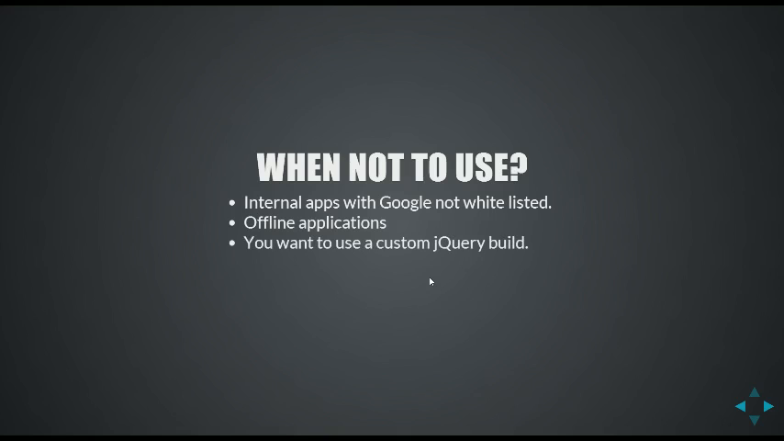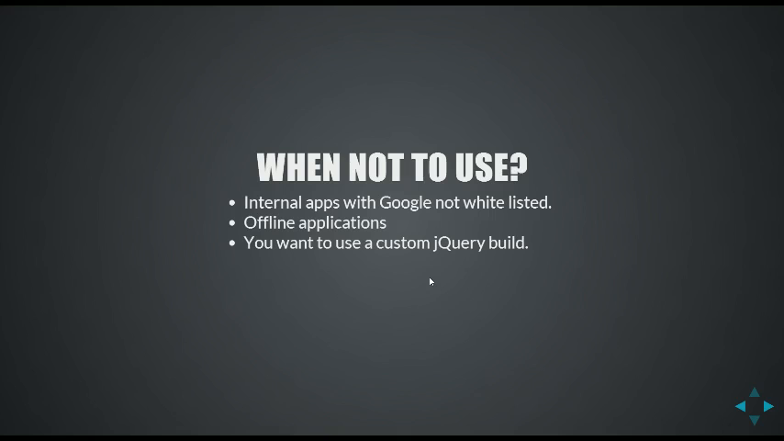And then if you want to use a custom jQuery build, jQuery 2.0 has a new feature where you can customize your jQuery build. Say you don't want to use the animate functionality, or you don't want to use specific pieces of traversing or event binding.